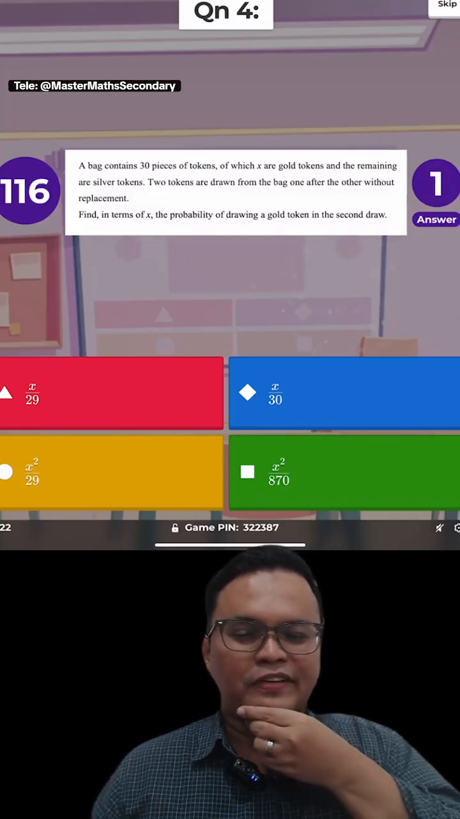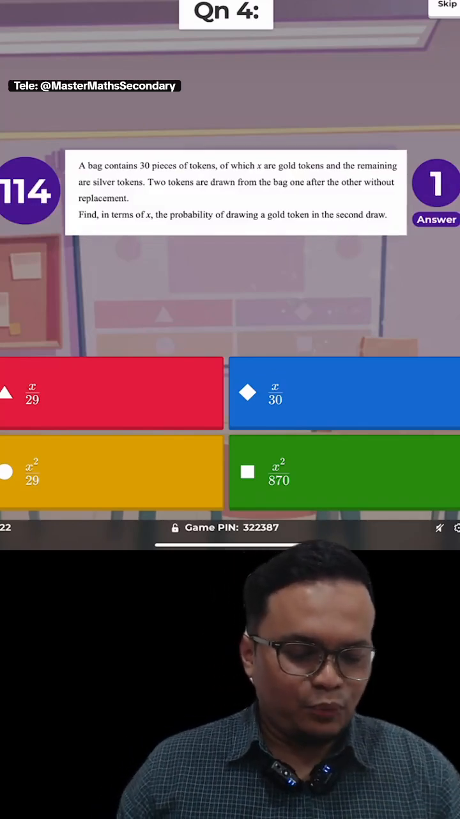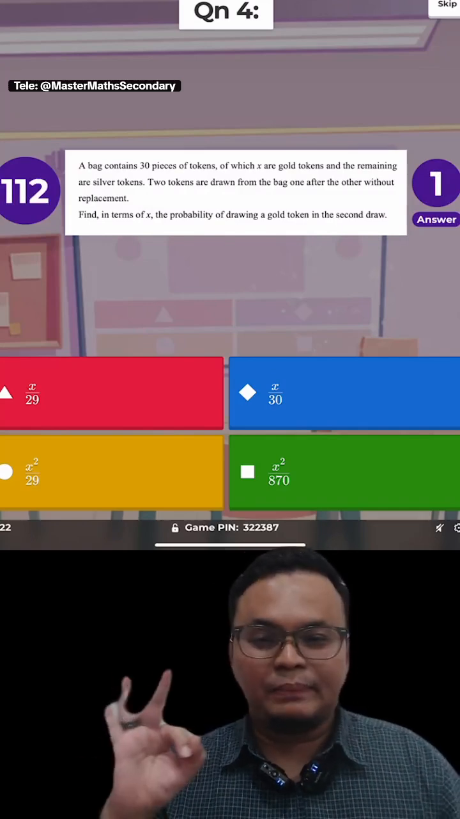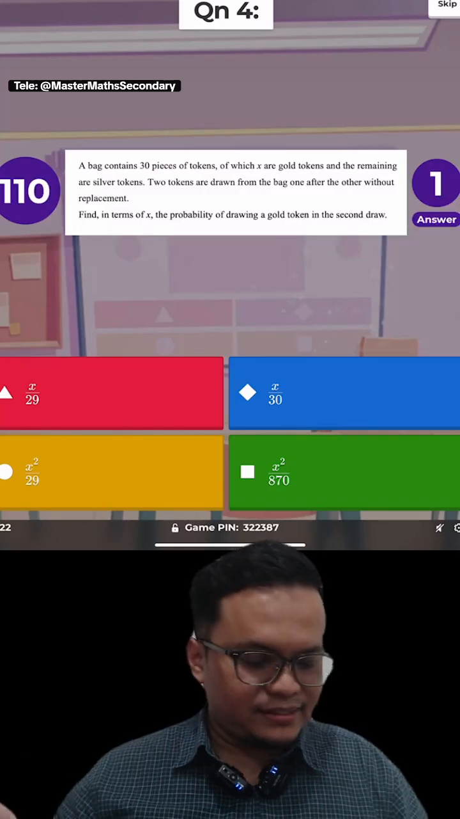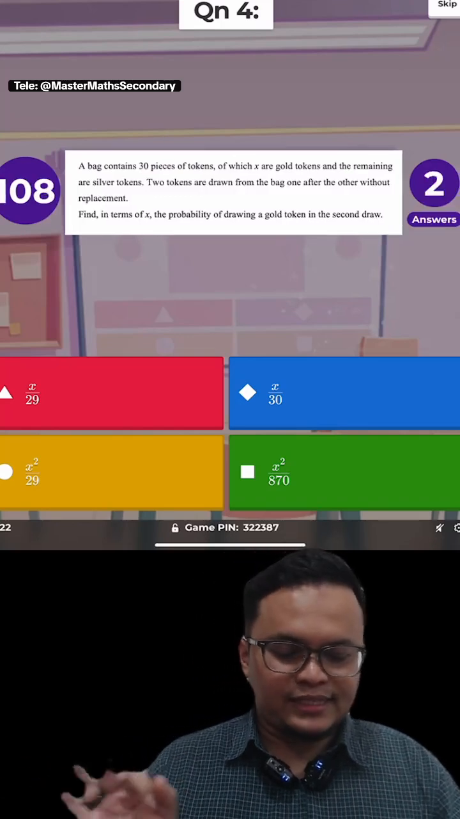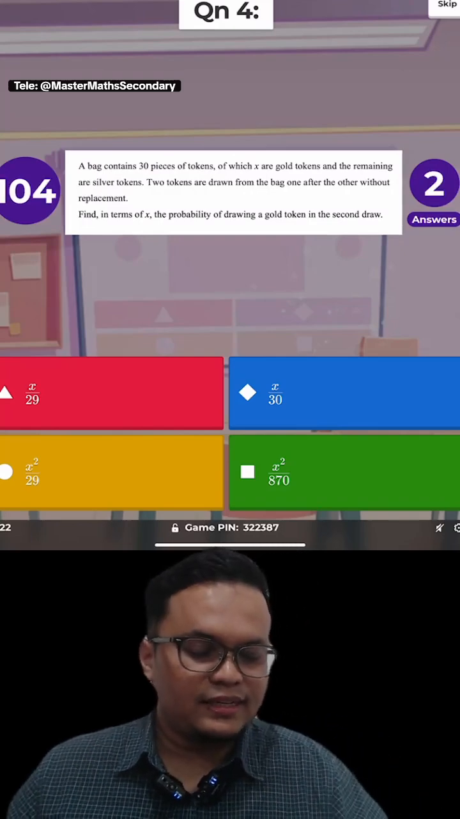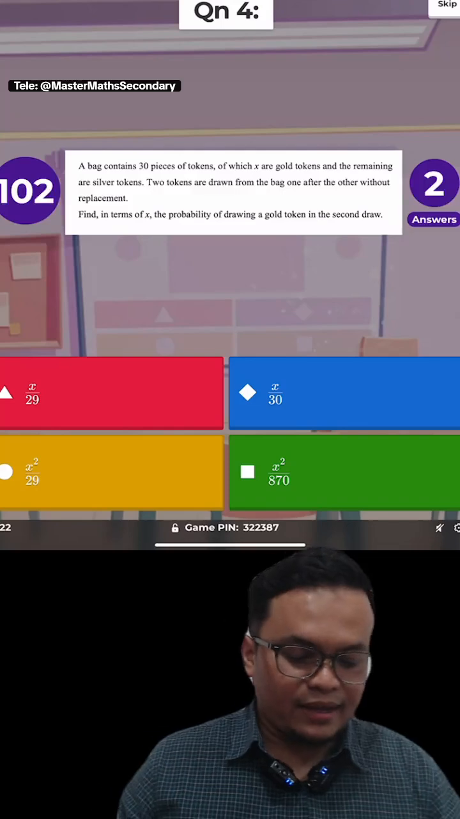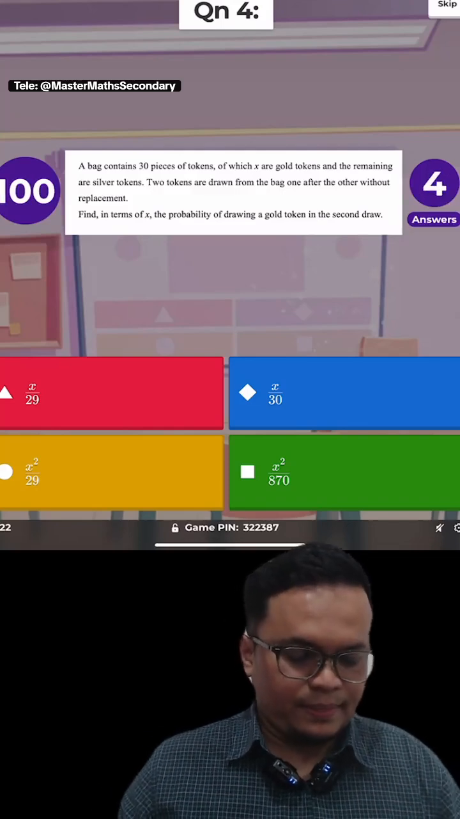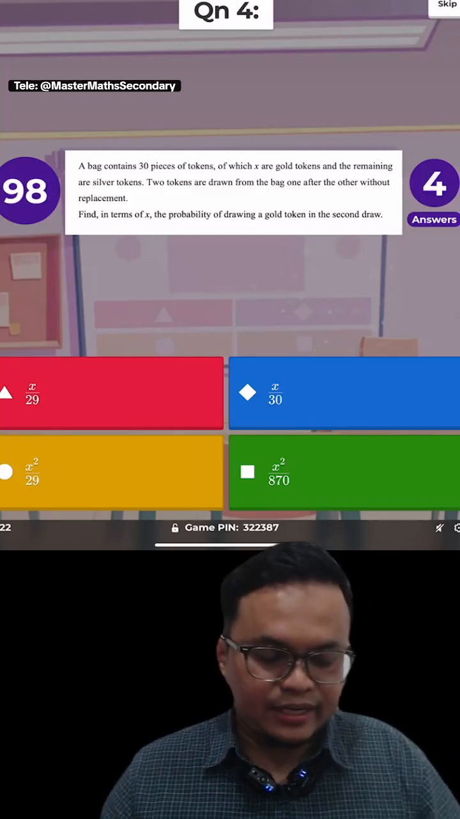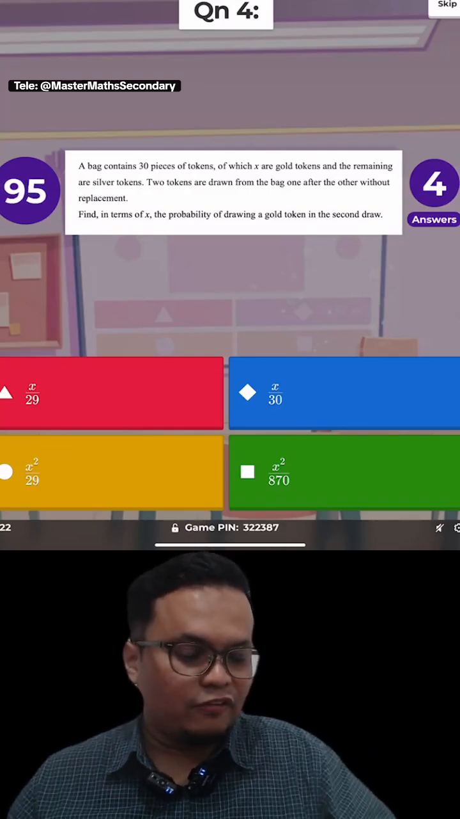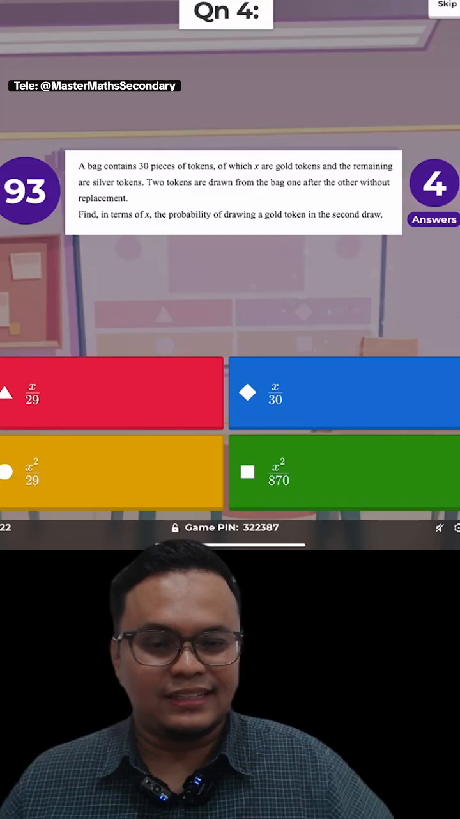For question number 4, let's get ready for this one. We've got a bit of algebra with probability here. We have a bag containing 30 tokens. The number of gold tokens is x, and the remaining are silver tokens. Now, 2 tokens are taken from the bag with no replacement. In terms of x, we're asked to find the probability of drawing a gold token in the second draw.